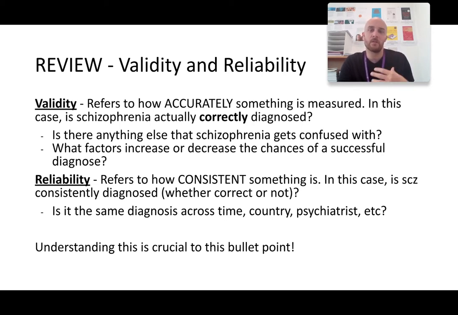So you need to know the validity of the diagnosis of schizophrenia as well as the validity of the classification of schizophrenia, alongside pieces of research. For example, is there anything else that schizophrenia gets confused with, such as bipolar disorder? Does bipolar disorder look very similar to schizophrenia? Yes, it does. What factors increase or decrease the chances of a successful diagnosis?